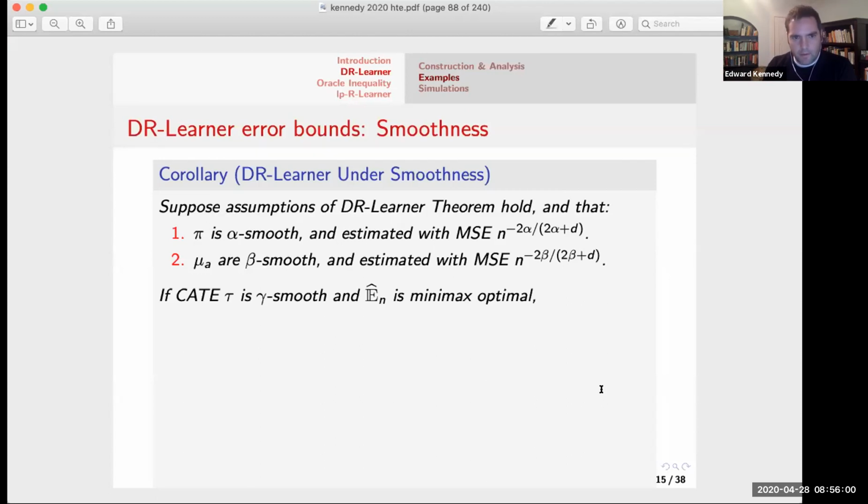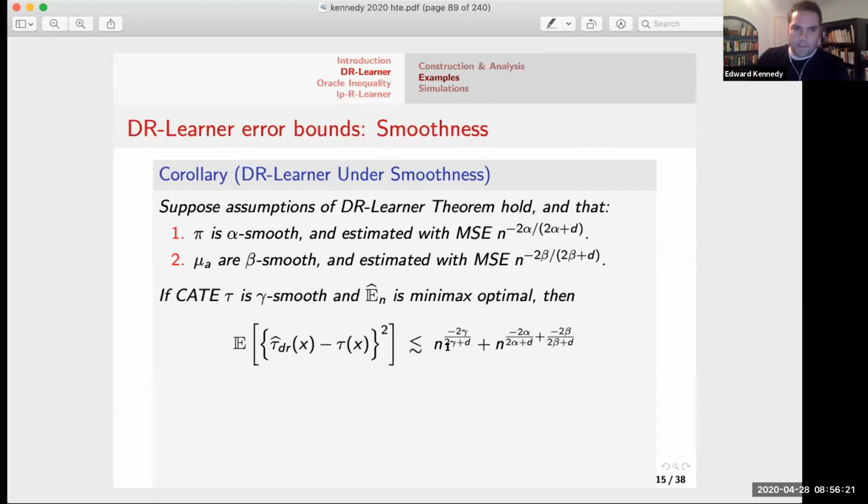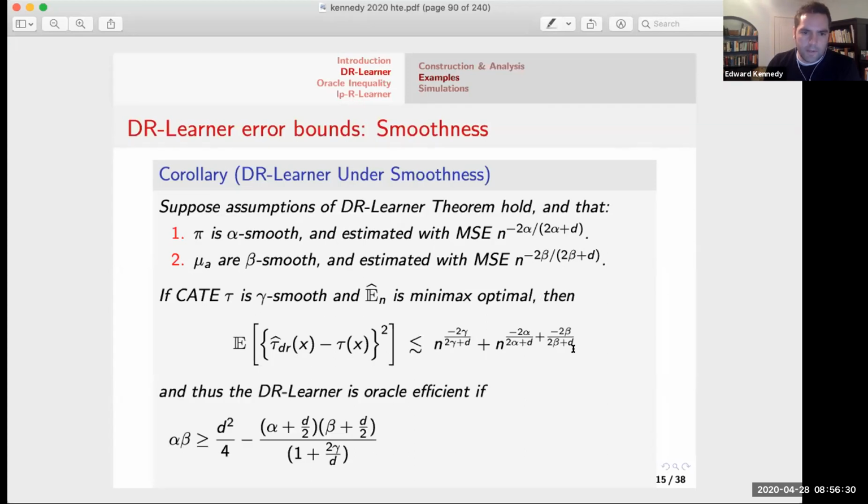So if that second stage regression method is minimax optimal for gamma smooth functions, then we get the following result. We get a mean squared error from this approach which looks like this first term here: n to the minus 2 gamma over 2 gamma plus d. That's the oracle rate, the rate that we would get if we actually observed the potential outcomes and could just do a regression of them on X. The second term here is the product of the mean squared errors for the two nuisance functions, the regression and the propensity score. And so this implies sufficient conditions for this DR learner being oracle efficient, so attaining the rate of this oracle estimator.